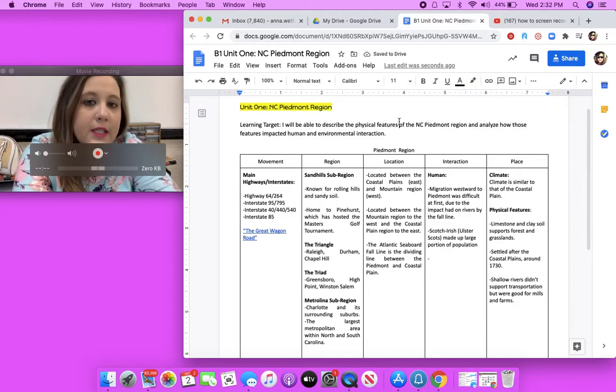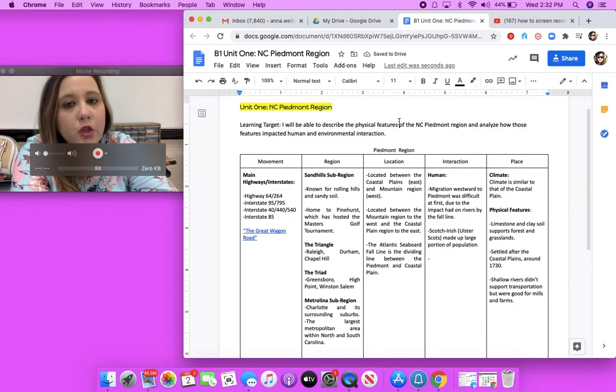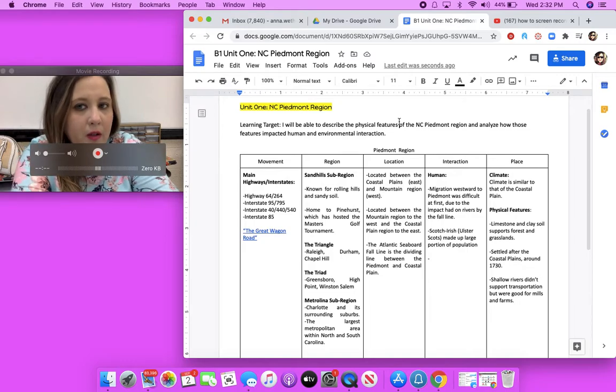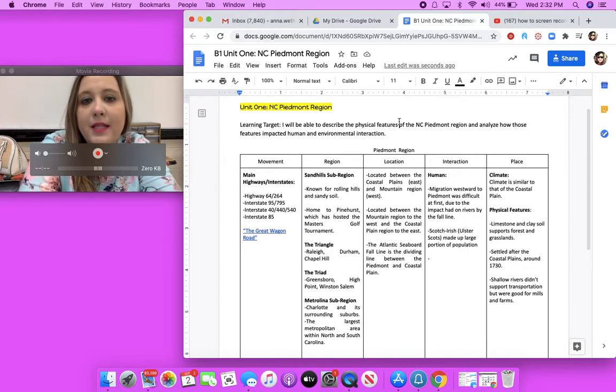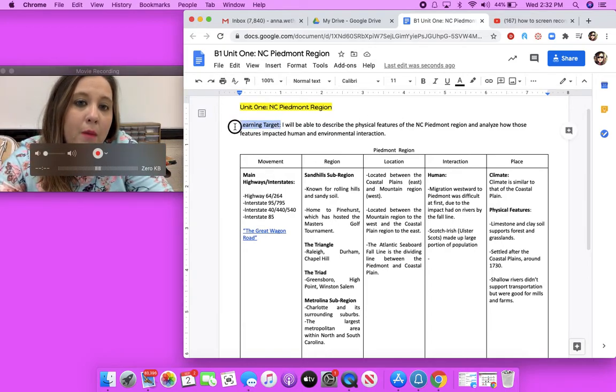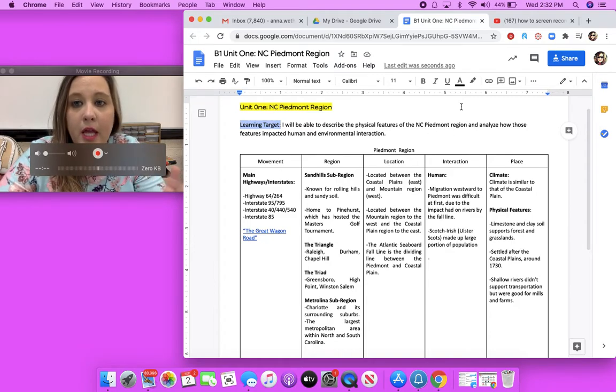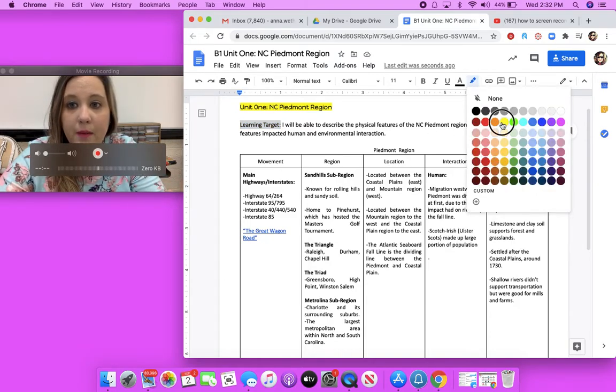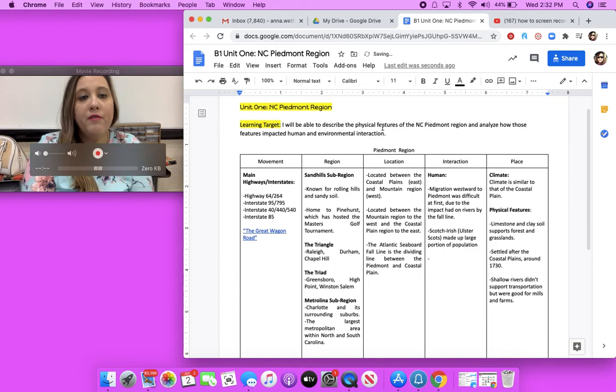And your learning target today is: I will be able to describe the physical features of the North Carolina Piedmont region and analyze how those features impacted human and environmental interaction. So we're going to highlight the learning target yellow. So let's do that. And we're going to focus on our verbs.